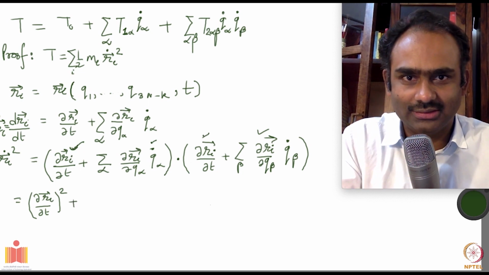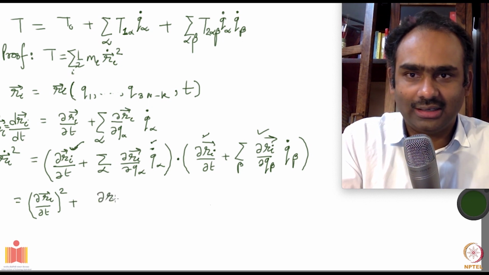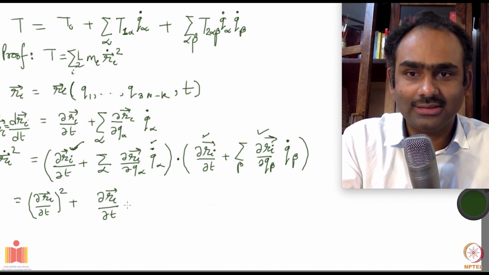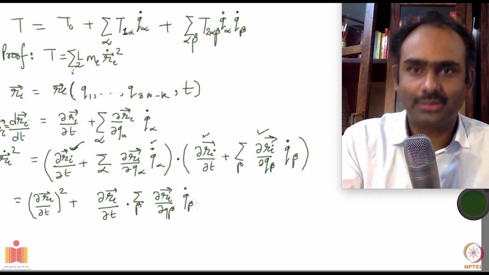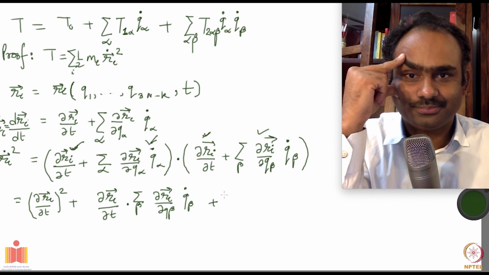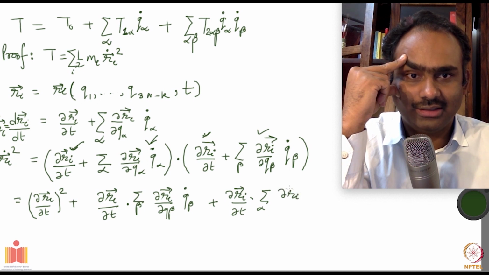Plus, let's multiply this with that one. So I get del r_i over del t, dot, summation over beta del r_i over del q beta, q beta dot. And then you look at the product of this term with this one, which is del r_i over del t coming from here, dot, summation over alpha del r_i over del q alpha, q alpha dot.